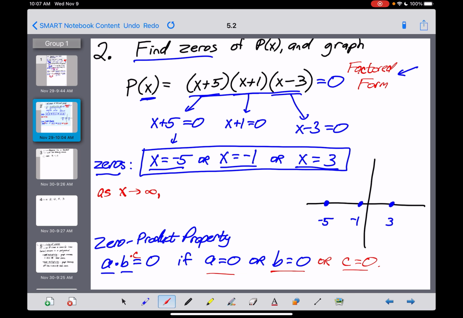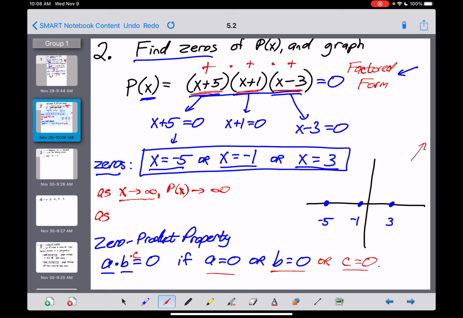As x approaches positive infinity, the value of our function, p of x, approaches, well, let's think about this. We're letting x be a large positive number. A positive number plus 5 is going to be positive. A positive number plus 1 is going to be positive. And a positive number minus 3, assuming it's a large positive number, is going to be positive as well. And we're multiplying positive times positive times positive. That result is going to be positive also. That means our y value will approach positive infinity, and this function goes up on the right. Let's keep that in mind.